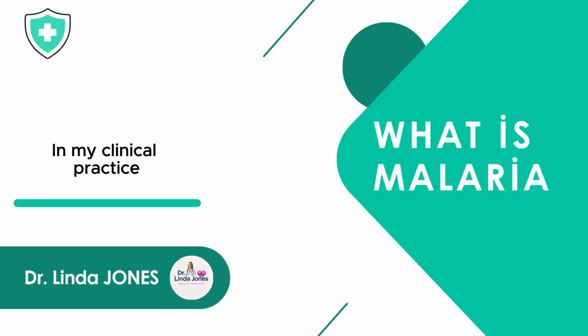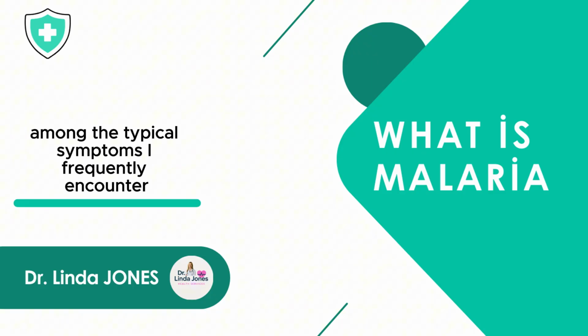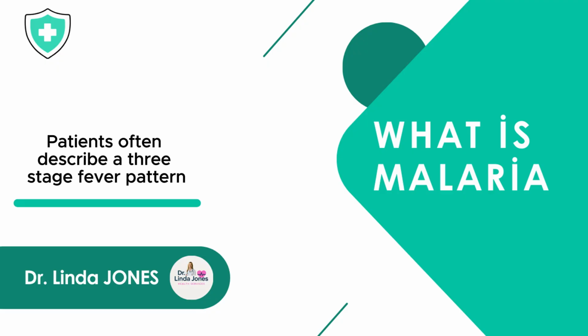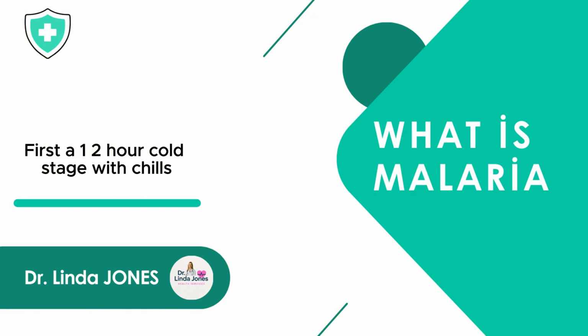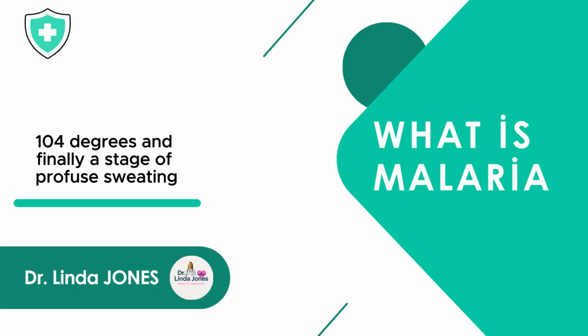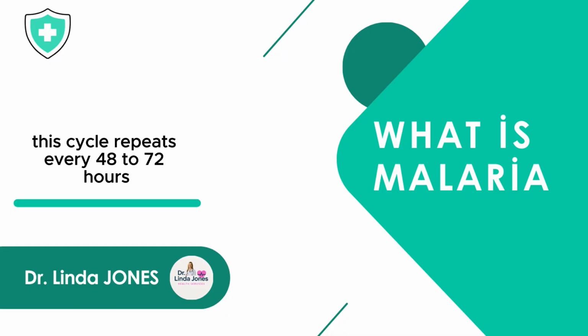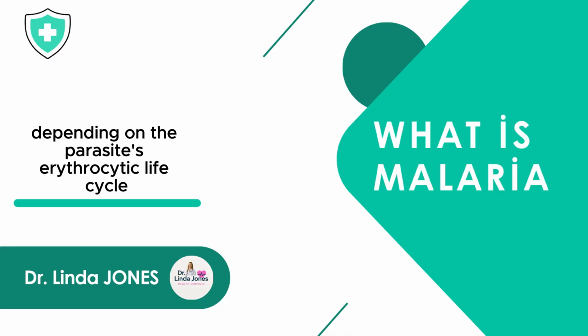In my clinical practice, among the typical symptoms I frequently encounter, the most characteristic is paroxysmal fever. Patients often describe a three-stage fever pattern. First, a 1-2 hour cold stage with chills, followed by a high fever stage that can reach 40 degrees, 104 degrees, and finally a stage of profuse sweating as the fever subsides. This cycle repeats every 48 to 72 hours, depending on the parasite's erythrocytic life cycle.